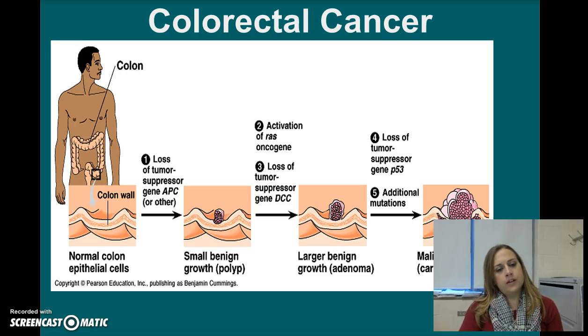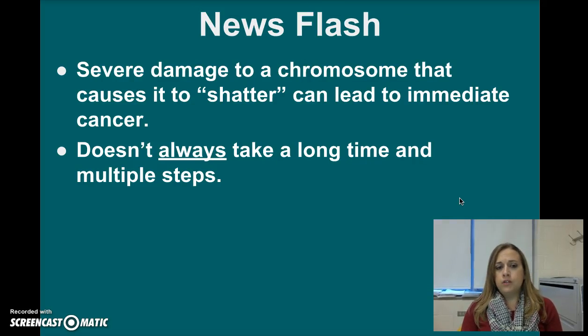Here you have colorectal cancer, and it's showing you that there are several steps. Here's the normal colon with epithelial cells. You lose a tumor suppressor gene, APC, and you end up with a small benign growth or a polyp. Steps 2 and 3, you have the activation of the RAS oncogene and the loss of the tumor suppressor gene DCC. So now this is a much larger benign growth. Then with the loss of the tumor suppressor gene P53 and any additional mutations, you now have a large malignant tumor. This took a while to develop. You had to have several things go wrong in order for that cancer to develop.